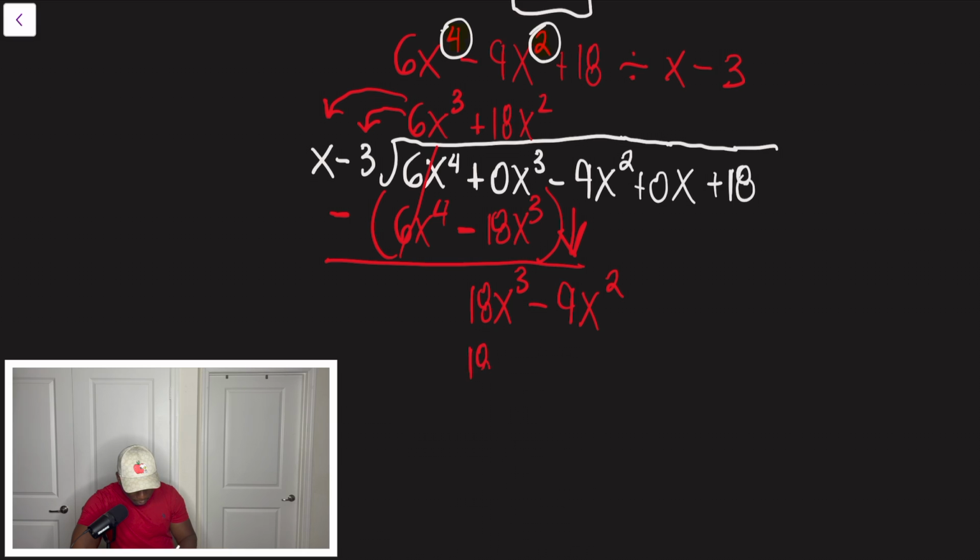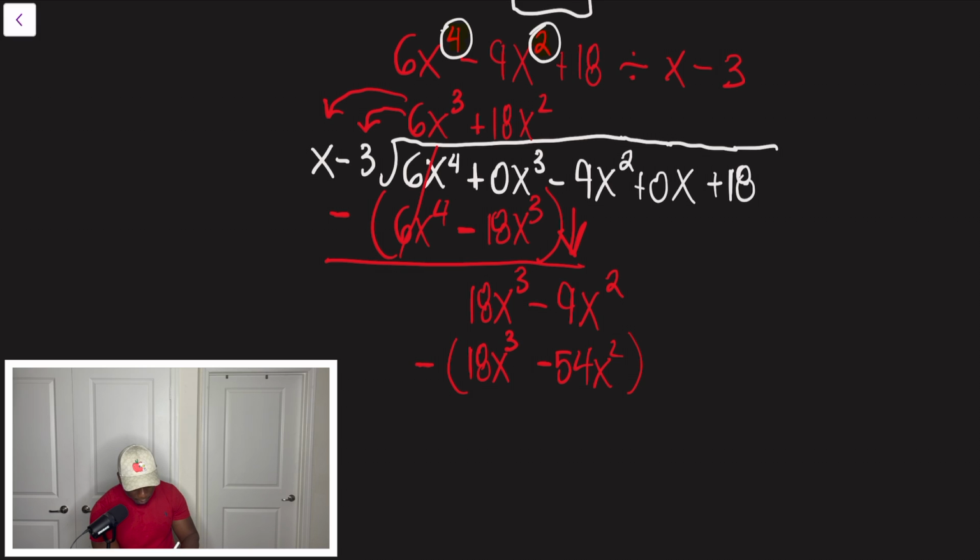So we'll get 18x to the third minus 54x squared. And let's just double check that real quick. Let's make sure. All right, so we have 54x squared. And guys, when we're doing polynomial long division, a lot of skills work into it: subtraction, division, changing signs, properties of exponents. Just make sure that you guys double check your work, okay?